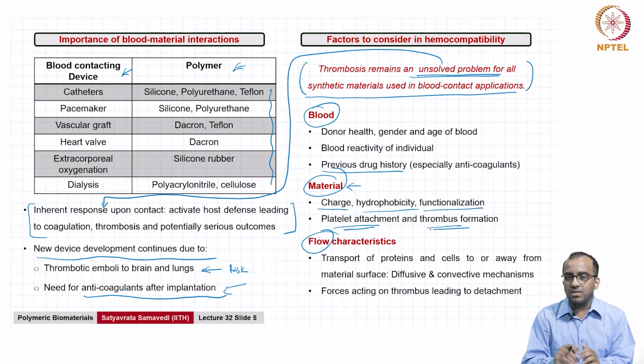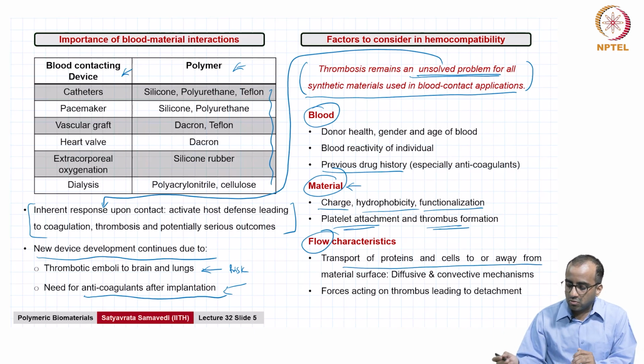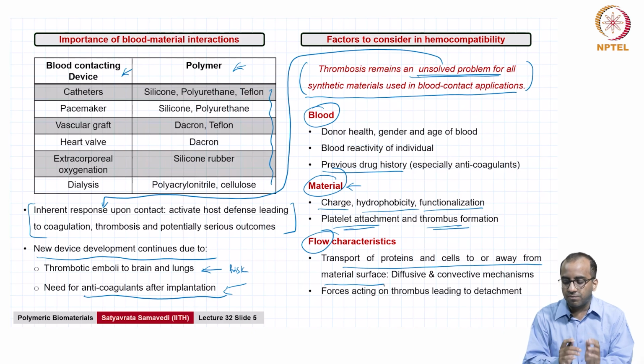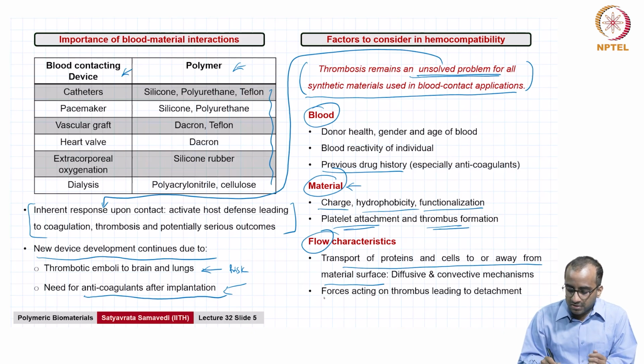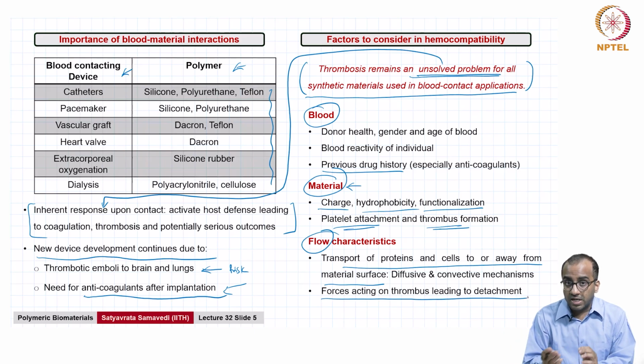How can we minimize the thrombus formation through intelligent biomaterial design? And of course, flow characteristics will play a role because this is not a static system. So transport of proteins and cells to or away from the material surface through diffusive and convective mechanisms needs to be accounted for, and forces, particularly shear forces acting on the thrombus leading to detachment, right.